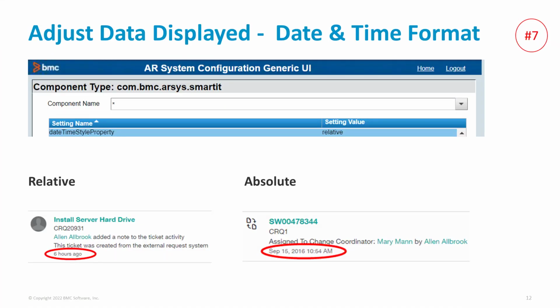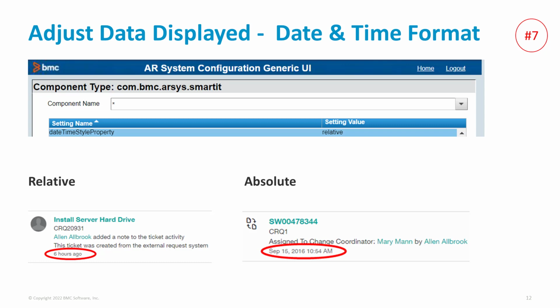Our third setting to adjust data displayed is date and time. For Smart IT, date and time plays a vital role. As a service desk agent, date and time is immensely important when you monitor service level agreements against the progress of tickets. It helps you to efficiently track and receive updates related to tickets.